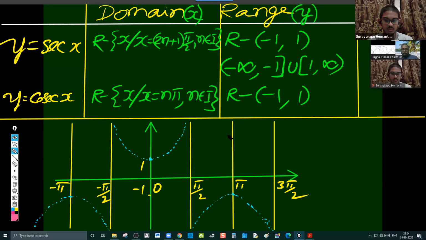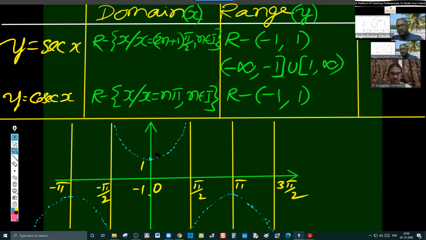Reverse. It will be just shifted by pi by 2. That's it. The same graph will be shifted by pi by 2. What is cosecant pi by 2? 1 by sine pi by 2. What is sine pi by 2? 1. So 1 by 1, you will get 1 here. I am talking about the function cosecant pi by 2, which is 1 by sine pi by 2, which is 1 by 1, 1.